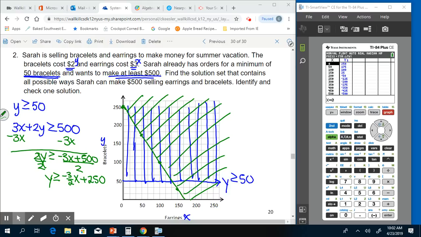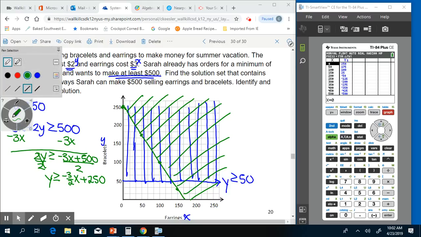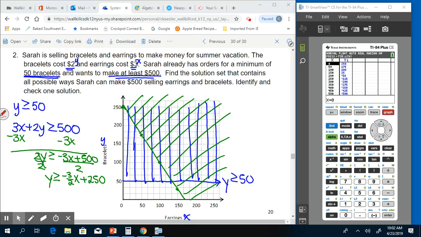So one point that we could check if we're making exactly that $500 would be 100 earrings and 100 bracelets. And if I plug that in, 100 bracelets is definitely greater than 50. So that checks out. And on the bottom, if I do 3 times 100, I get 300. Plus 2 times 100, I get 200. It's greater than or equal to 500. And 500 is equal to 500. So that one also checks out. So we could say 100 earrings and 100 bracelets as one of the possible solutions.